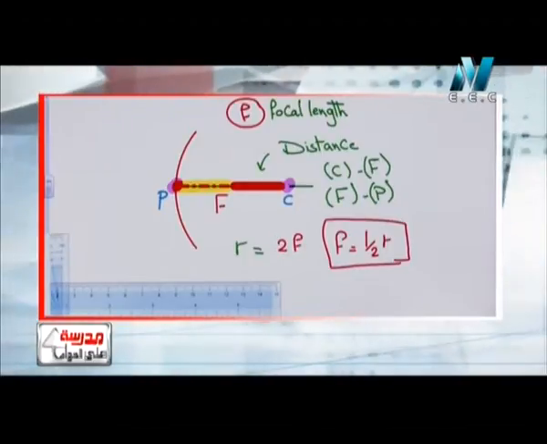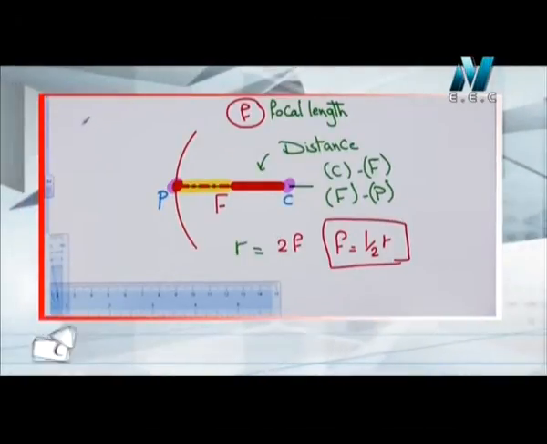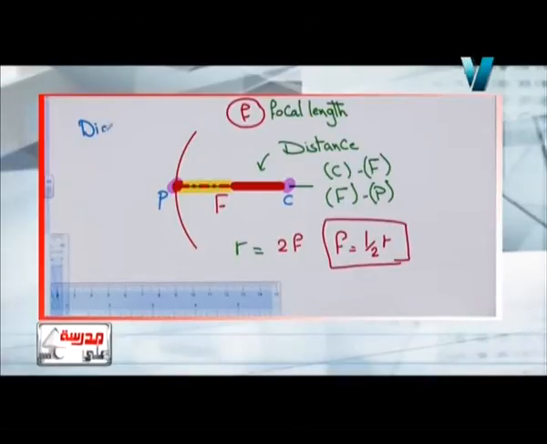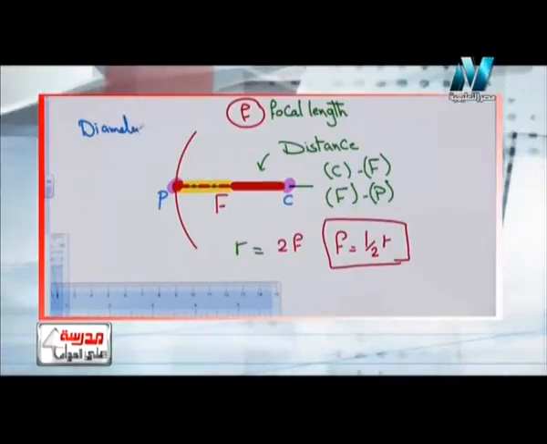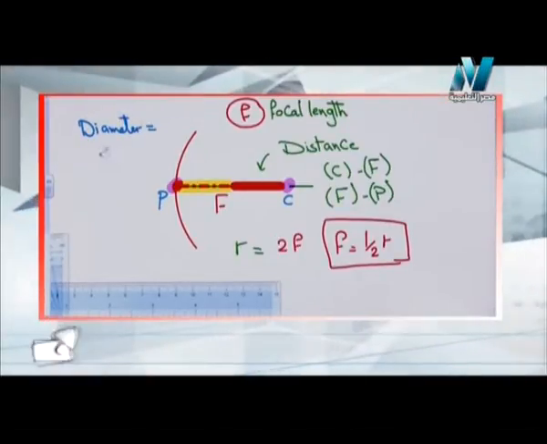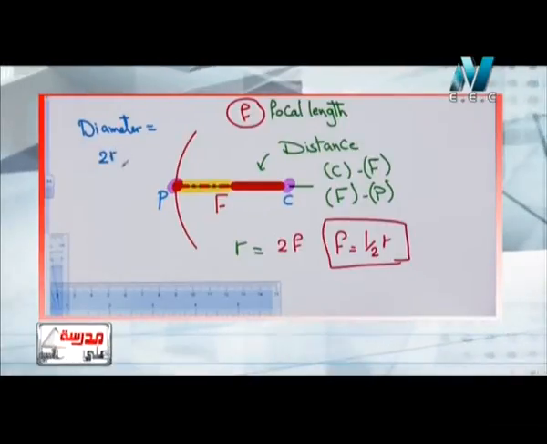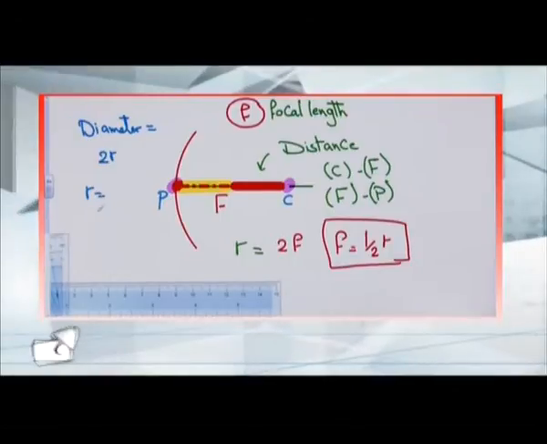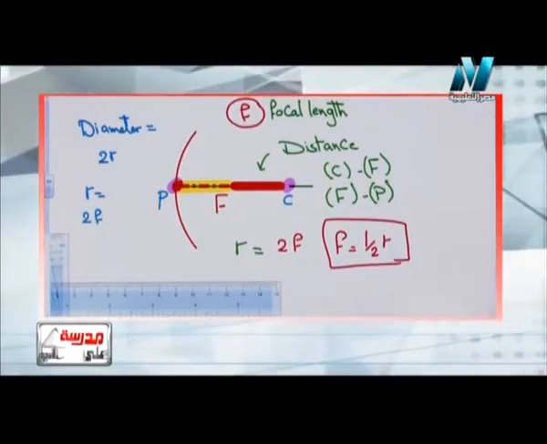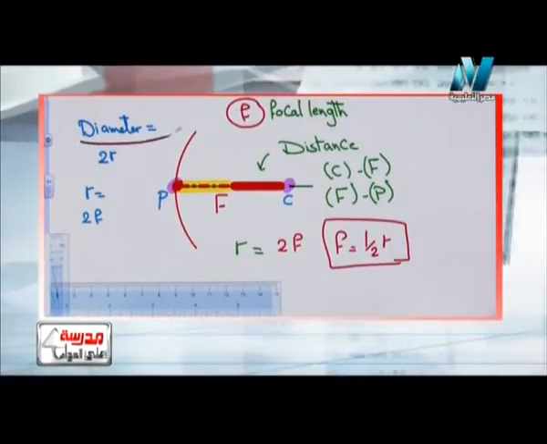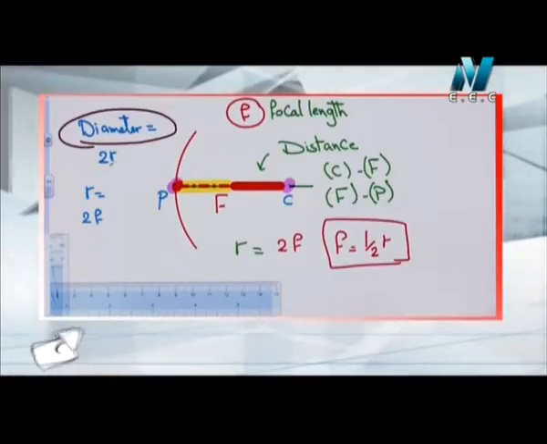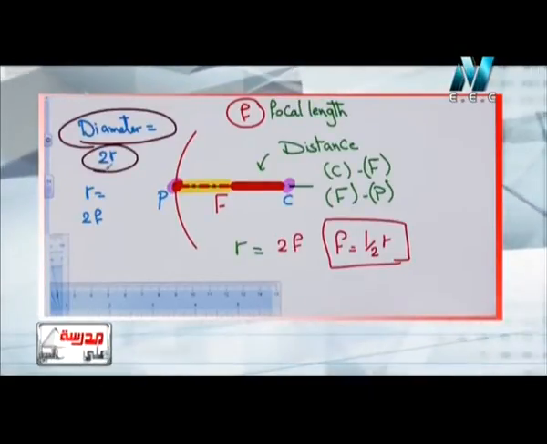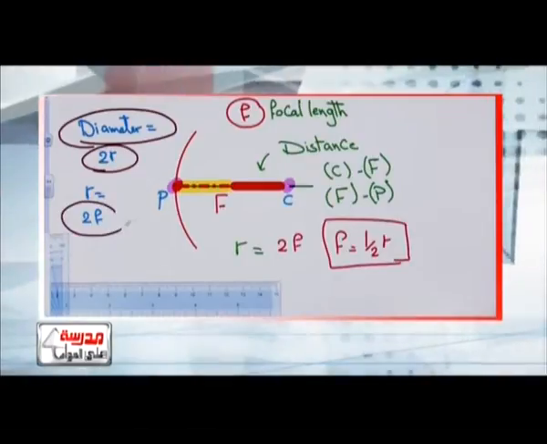Some students can ask me, so we have diameter equal to radius, or to radii. So radius equals how many? 2 focal length. So by knowing the diameter, we can know the radius and we can know the focal length.